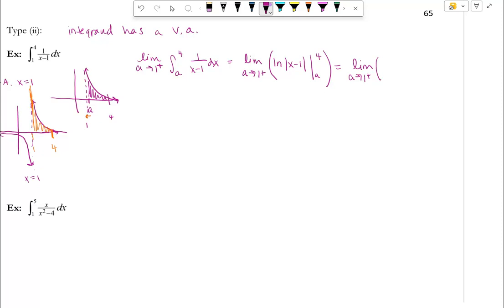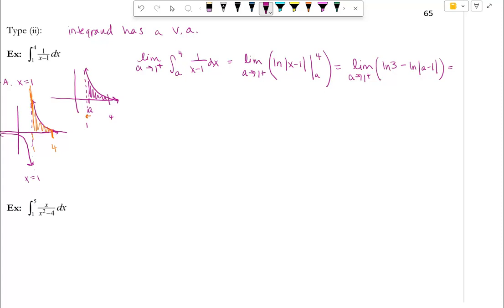So when I plug in the 4, I'm going to get the natural log of the absolute value of 4 minus 1, which I just know is ln of 3. And then when I plug in my A, I'm going to get the natural log of the absolute value of A minus 1. And remember, A is slightly to the right of 1. So I really could just drop that absolute value symbol there because that's going to be positive.